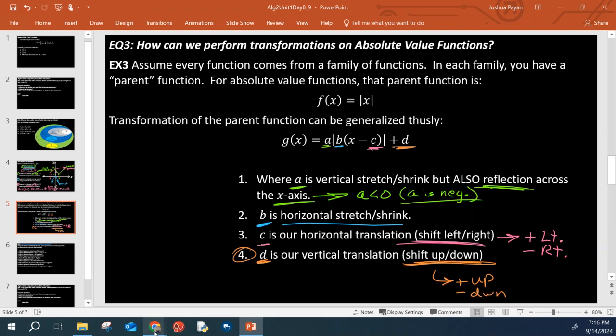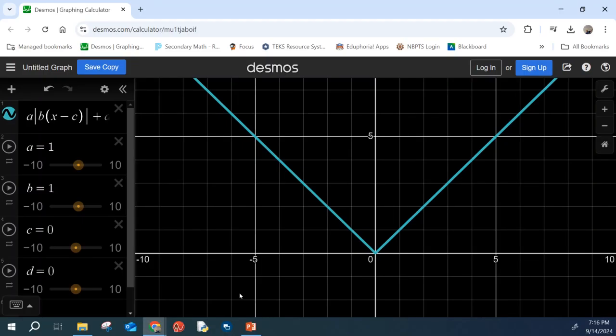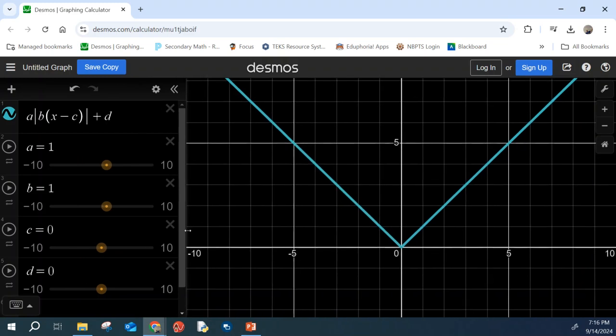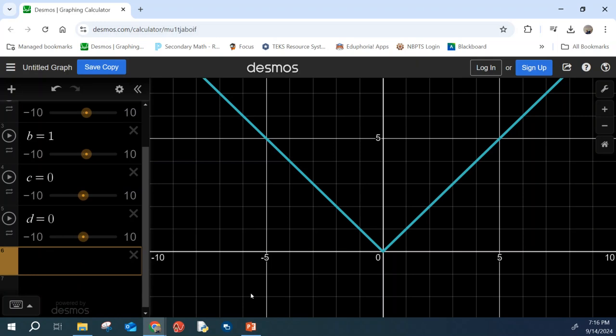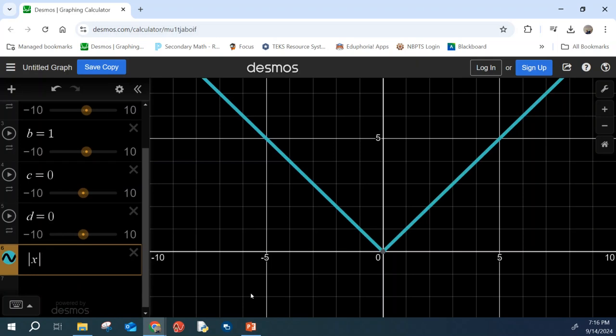Okay, so now let's look at exactly what I'm trying to get at here. So let me use my mouse because the stylus is kind of crappy sometimes. So here we have that same generalization. And right now, I'll go ahead and do this separate. So this is the OG parent function, just the absolute value of x.